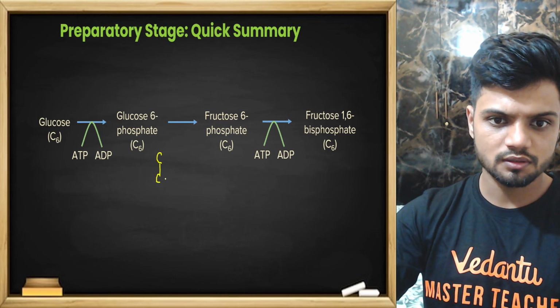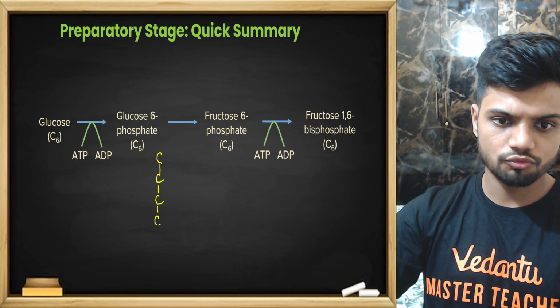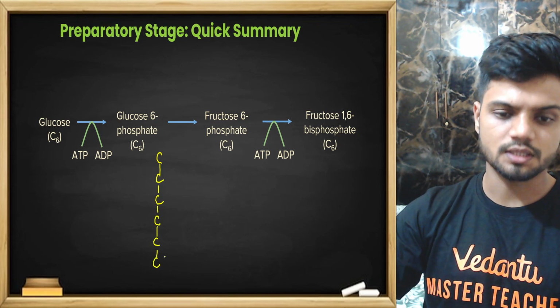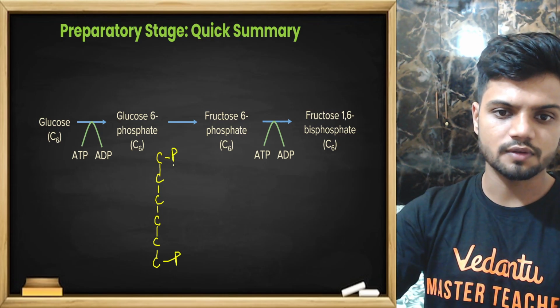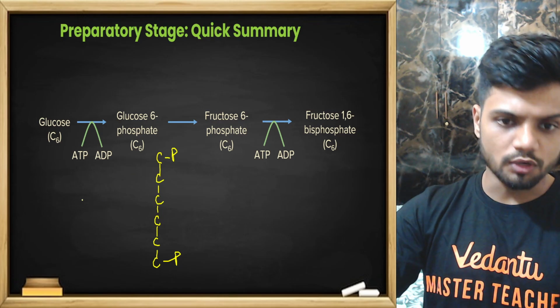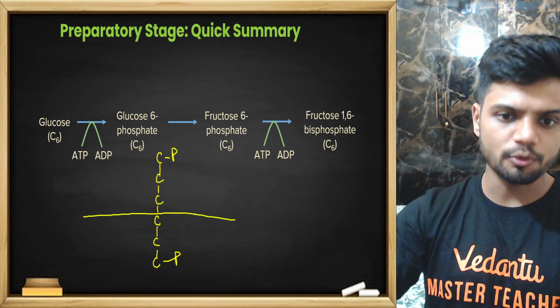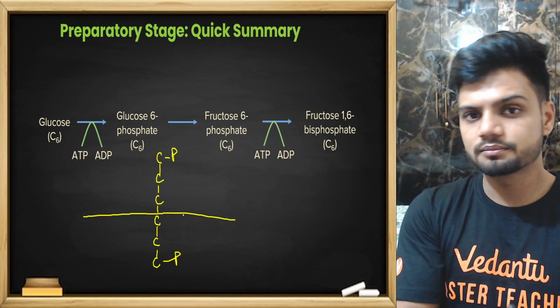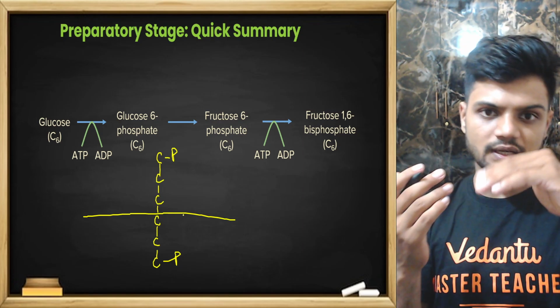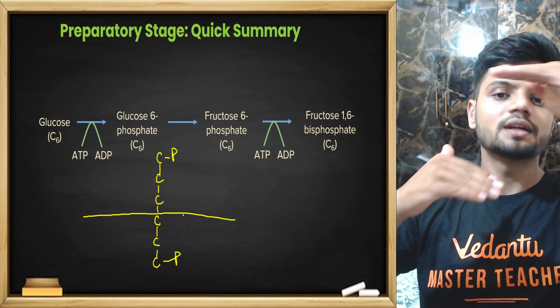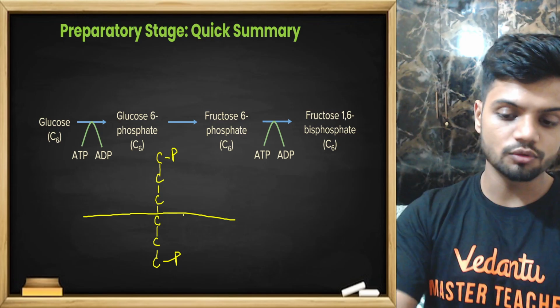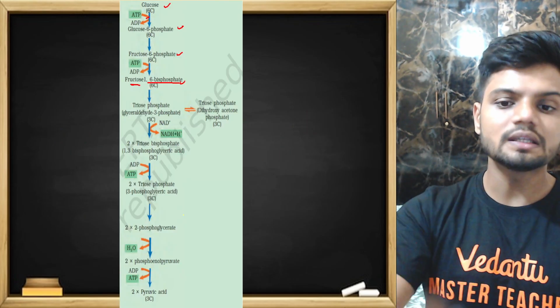We have carbon 1, 2, 3, 4, 5, 6. A 6 carbon molecule, with a phosphate here and a phosphate here, so it is fructose 1,6-bisphosphate. Now what if I take an axe and completely chop it in the middle? 3 carbon on top, 3 carbon on bottom. Do we end up getting two separate 3 carbon molecules? Yes or no? We get two separate 3 carbon molecules.